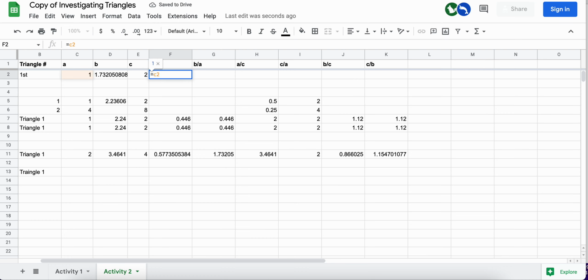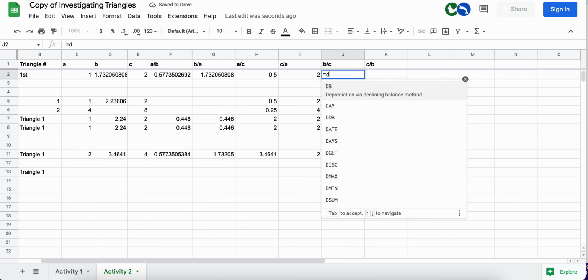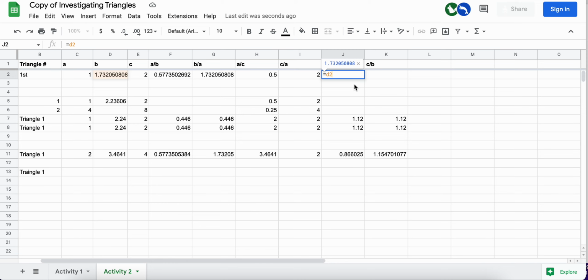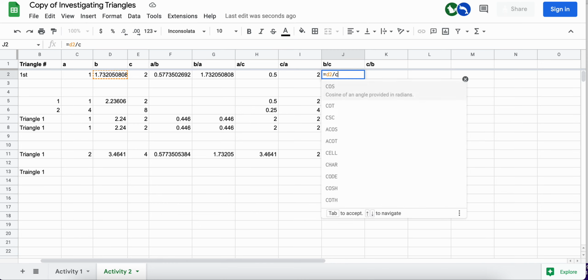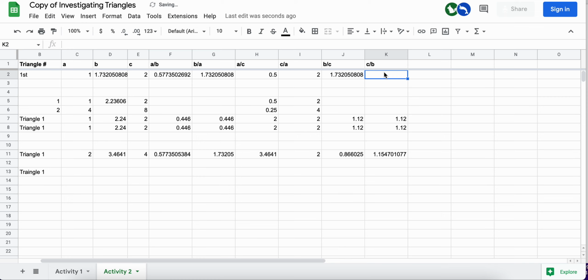So C2 divided by D2, A divided by B, and so on. B divided by A, so that's D2 divided by C2. A divided by C, so that's C2 divided by E2. C divided by A, E2 divided by C2. B divided by C, D2 divided by E2. And once again, D2 divided by C2. And this one here, C divided by B, E2 divided by D2.